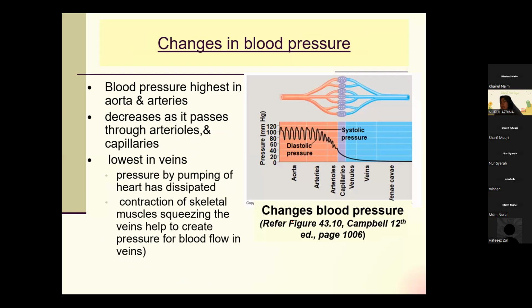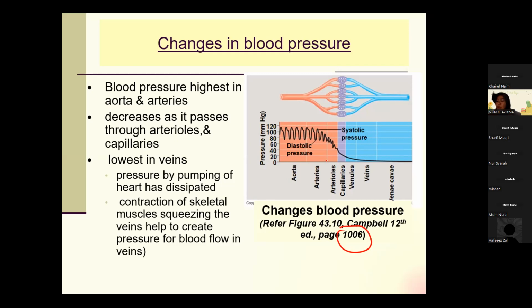Okay, right. Next, we go to the changes in the blood pressure within each of the blood vessel. Okay. So look at this picture carefully. You can refer to textbook page 1006, right?